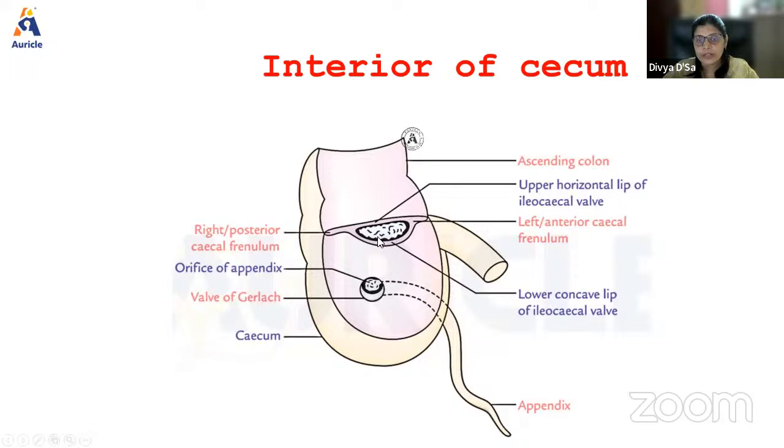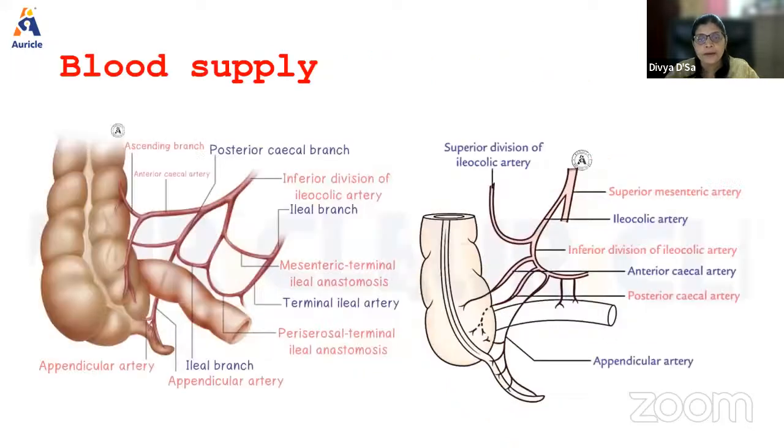The interior, I already explained to you. This is the opening which is guarded by the valves. The upper lip is horizontal, whereas this is concave. This is the valve of Gerlach guarding the orifice of the appendix. Now the blood supply: this is the anterior cecal, as I already told you. This is the ileocolic, the inferior division of the ileocolic dividing into the posterior cecal and the anterior cecal.